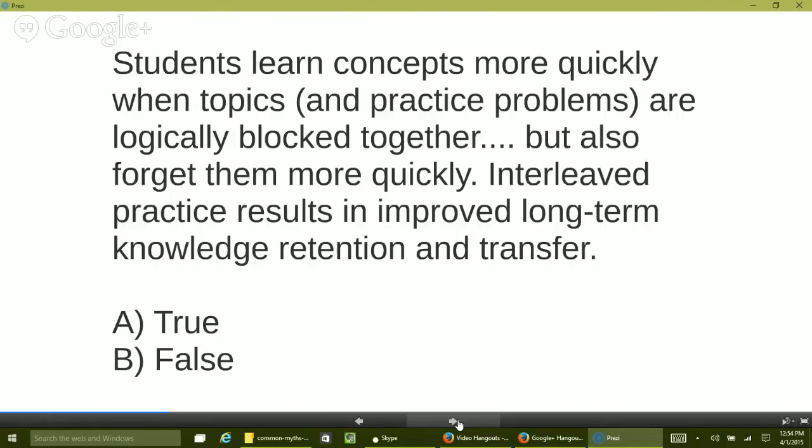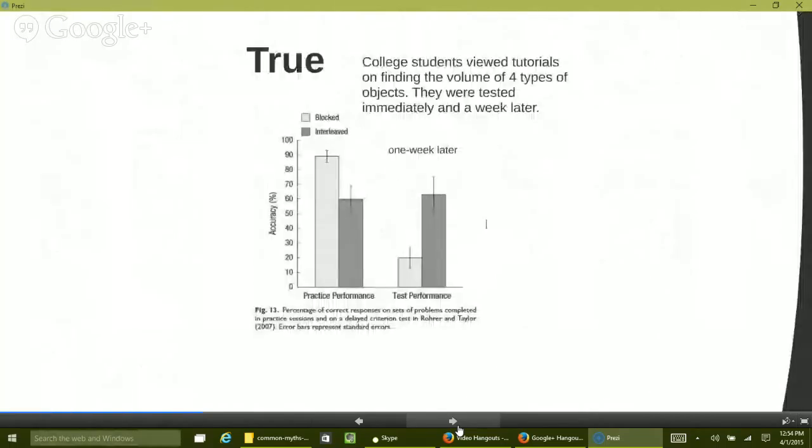So we have 1 vote for true. Any other votes coming in? We've got 2 votes for true. We still have 1 other person connected to the poll, but okay, well, it turns out that this is in fact true.